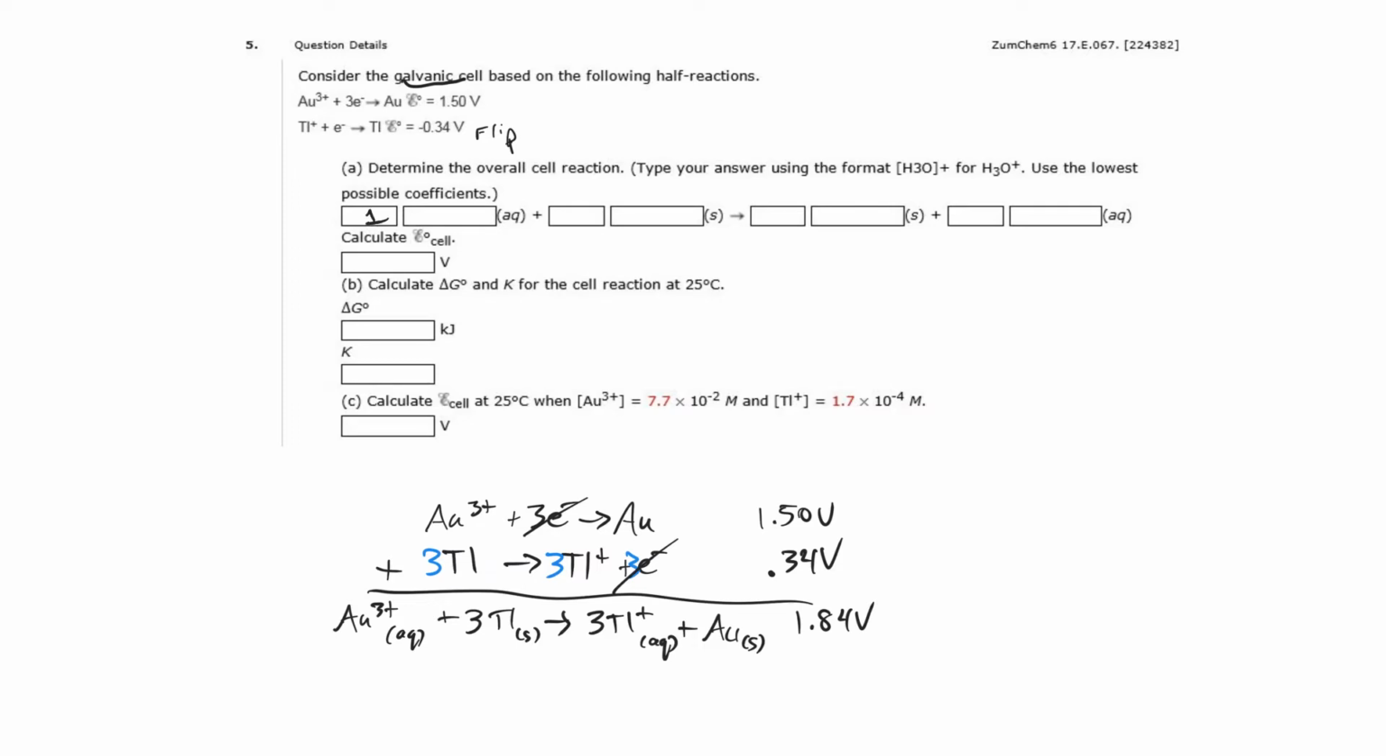And you have to actually write out 1 for the coefficients. So Au, and then you can write 3 plus. And then in the next set of boxes, they're calling for the solid reactant. That's thallium metal. So we'll put a 3 and then Tl for thallium. On the right side of the arrow, in the first set of boxes, they're calling for the solid species. That would be gold. So 1 Au, neutral. And then after that, the aqueous species, which is 3 thallium ions.